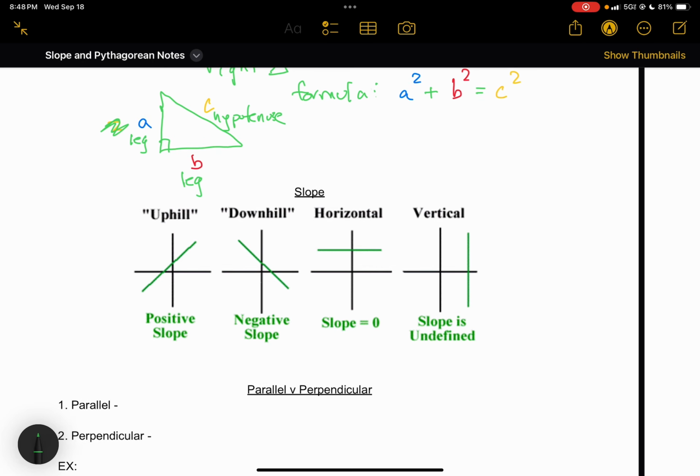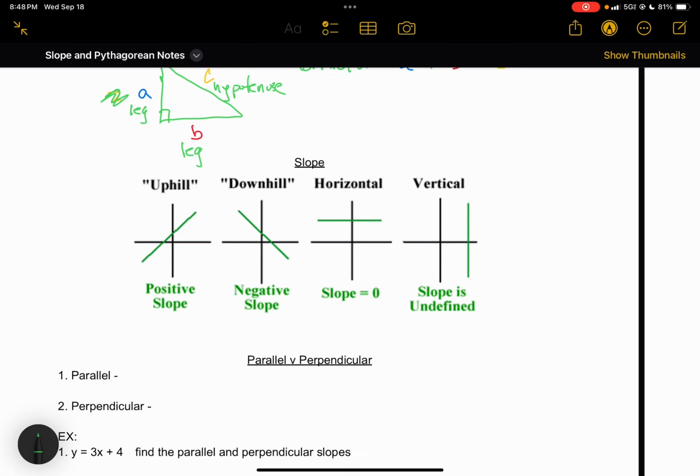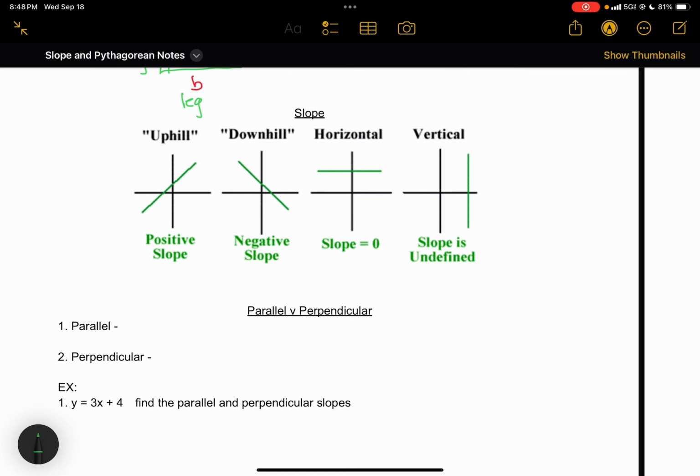Types of slope, we have uphill or positive, downhill, which is negative, horizontal, which has a slope of 0, and then vertical is a slope that is undefined. Okay, so those are the 4 types. Remember that our formula, y equals mx plus b, and remember that m is slope and b is the y-intercept.